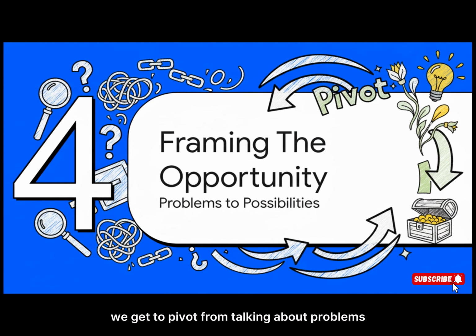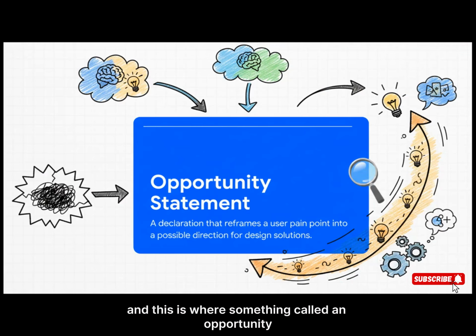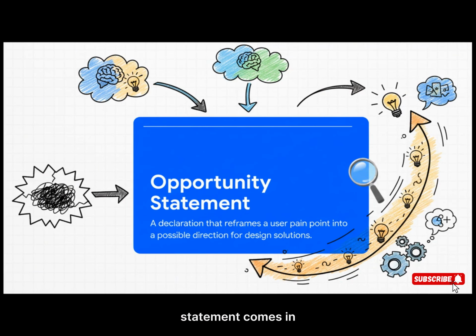Now we get to pivot from talking about problems to exploring possibilities. And this is where something called an opportunity statement comes in. It is such a powerful way to reframe things. You basically take that really clear pain point you just wrote, and you flip it on its head. You turn it into this positive, forward-looking question that's designed to spark creative ideas.